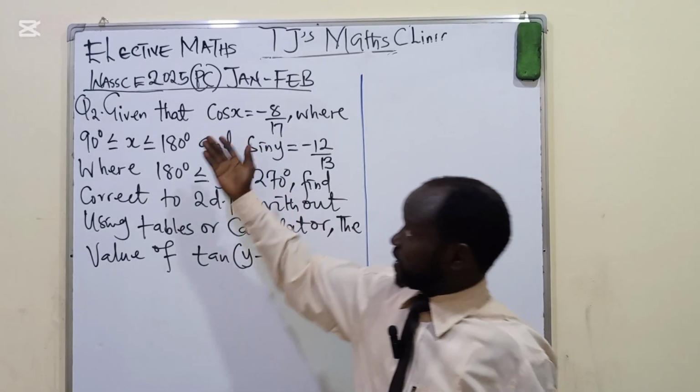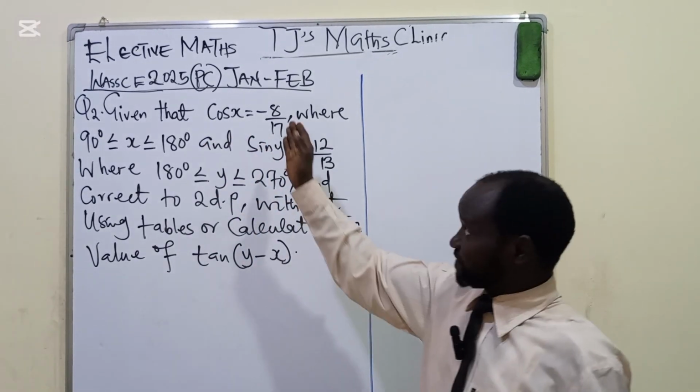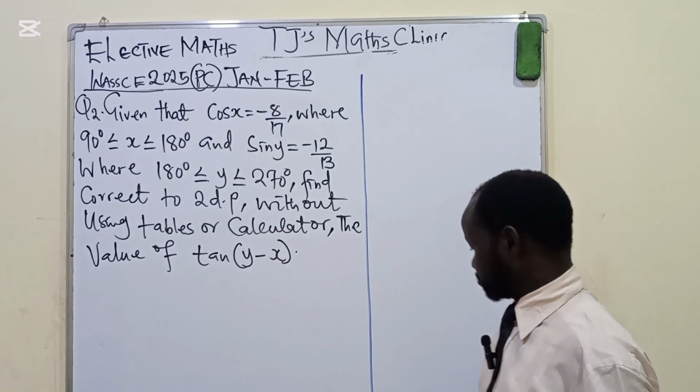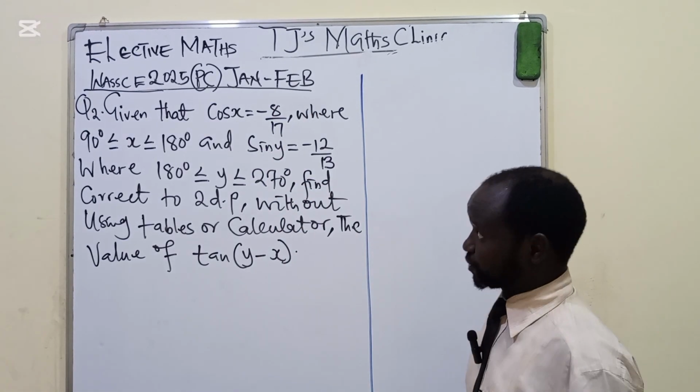This is WAEC 2025 for private candidate. That's January, February. With us here is question 2 from the compulsory part.